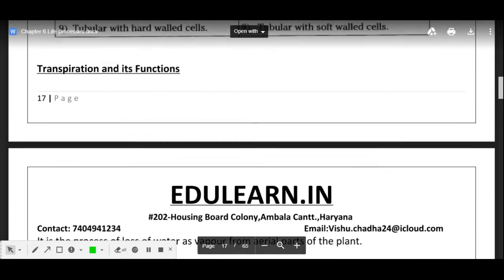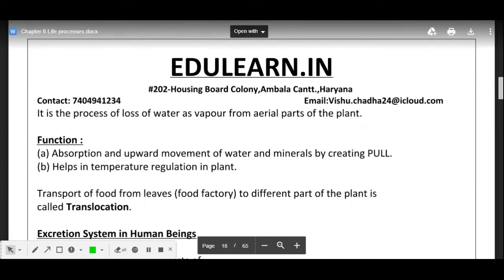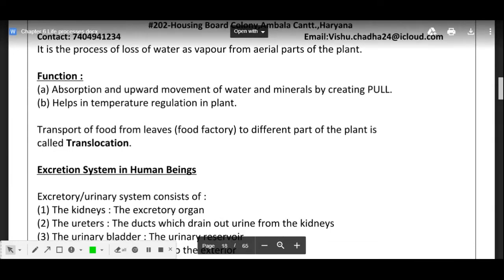So let's talk about transpiration and its function, how it occurs. It is a process of loss of water vapor from aerial parts of the plant. So transpiration is basically loss of water vapor, right? Now the function is absorption and upward movement of water and minerals by creating pull.